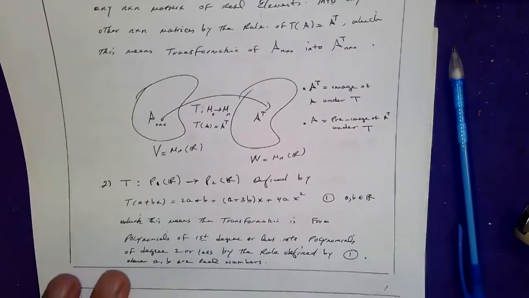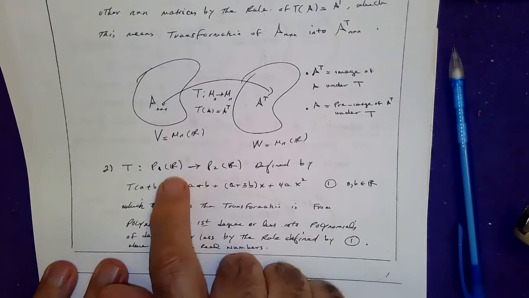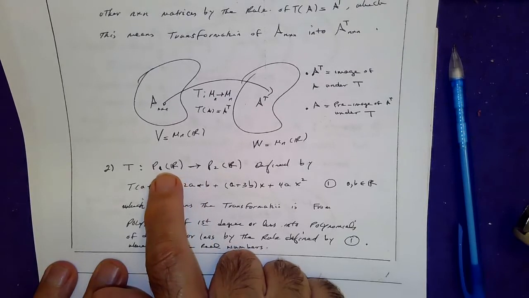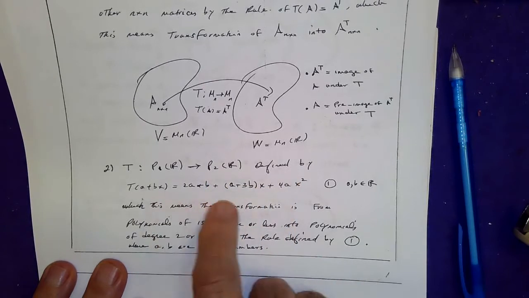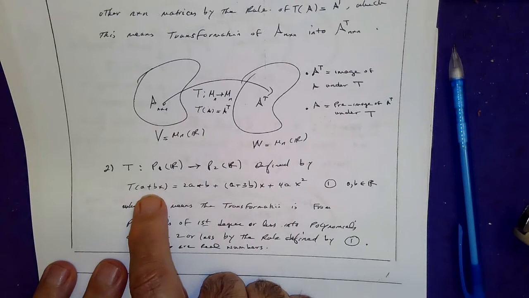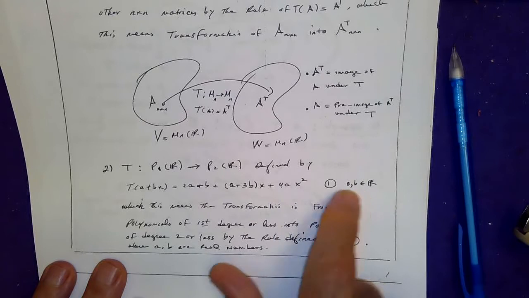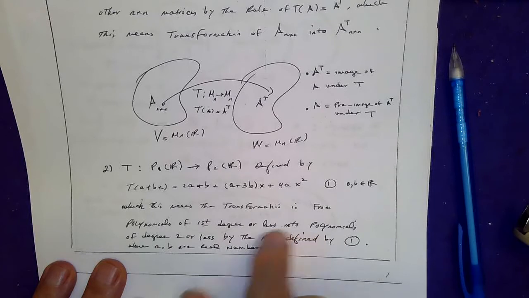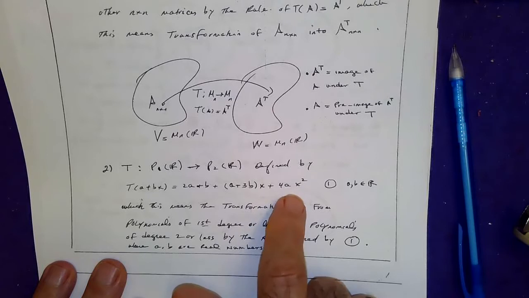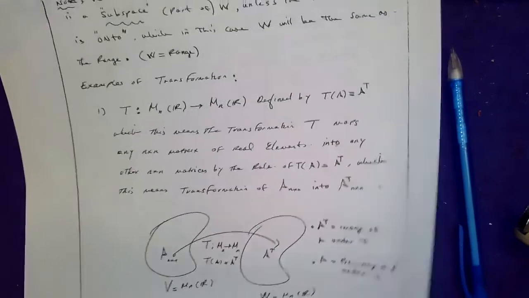The other example is a transformation from all polynomials of degree 1 or less into polynomials of degree 2 or less, which is defined by this rule. Notice the image of this first degree polynomial is a second degree polynomial. A and B are real numbers. This means the transformation is from polynomials of first degree or less into polynomials of degree 2 or less, and they are defined by this rule, where A and B are real numbers.